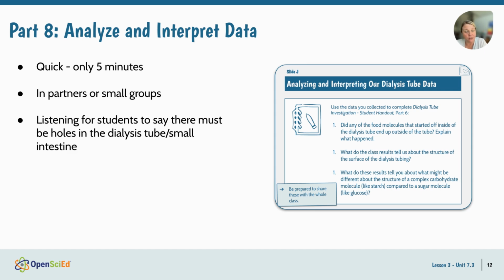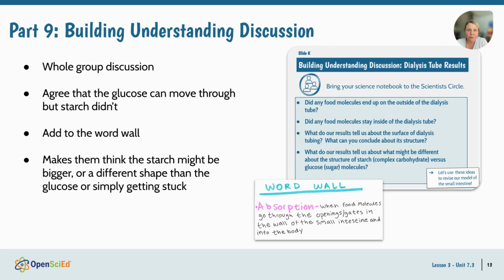Here, either independently or in partners, the students start to process that only glucose was able to pass through the dialysis tubing, which is our small intestine. So this confirms that it's not actually disappearing, but just moving. So there must be tiny holes that we can't really see. This brings us to part 9, where the students in whole group are now discussing what they think is happening.